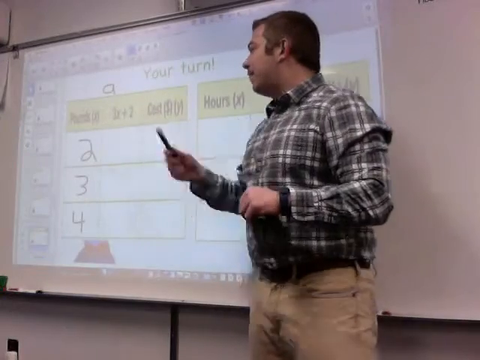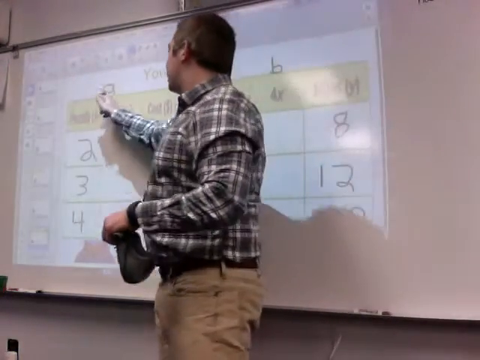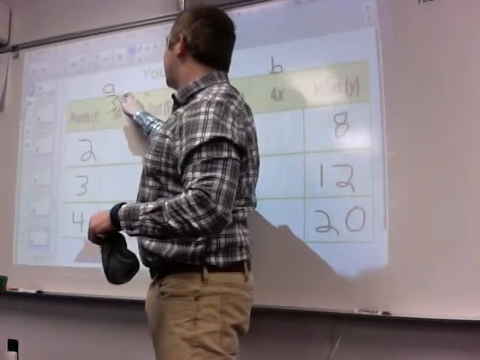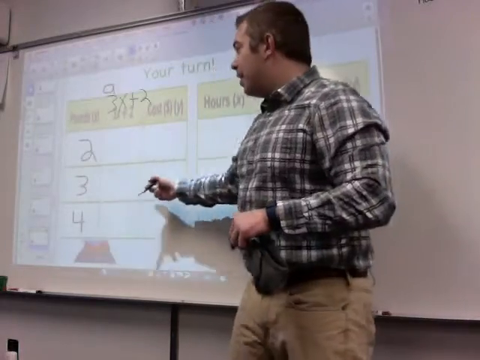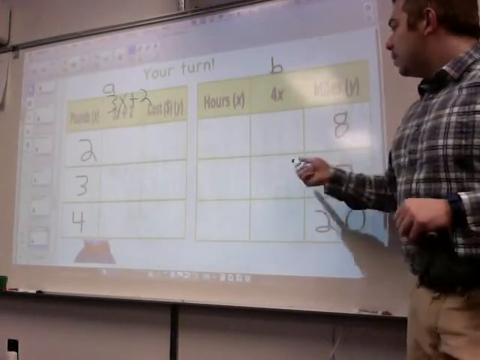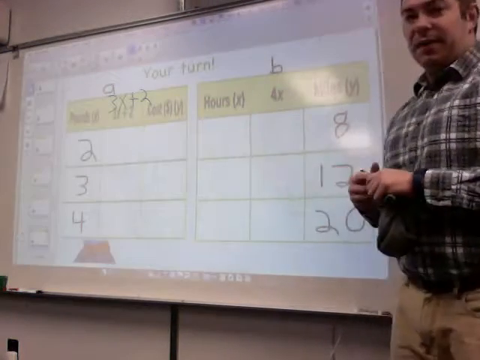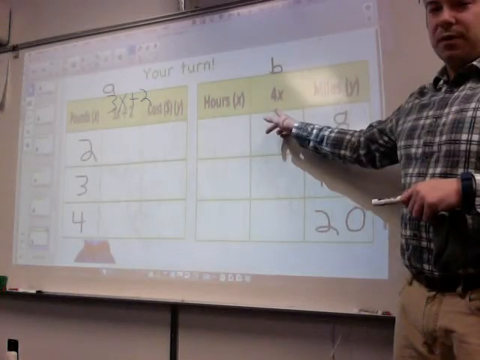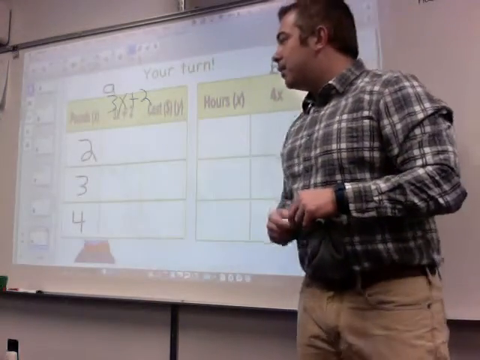3x plus 2, you need to find the cost. All right, so if you can't see this, this says 3x plus 2. And here's your x right there. And you have to find the cost. What is the output? Over here, you have the output, 8, 12, and 20. You have to find the x. And the equation, I think you can see that one is 4x. All right, so this one you have to work backwards. That one you have to work forwards.